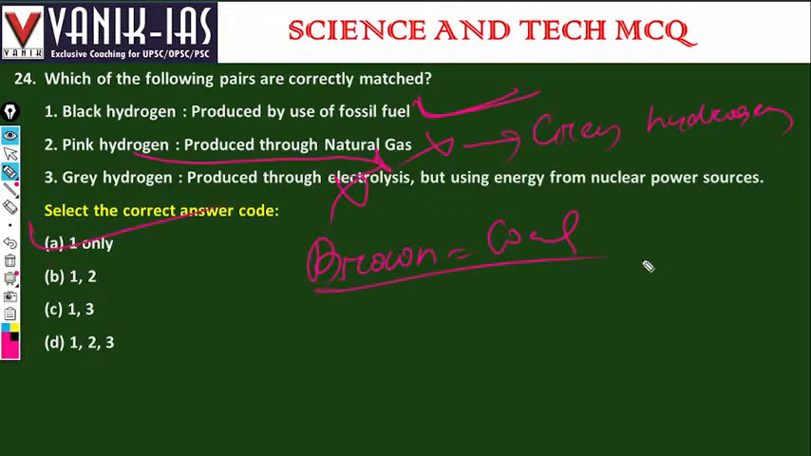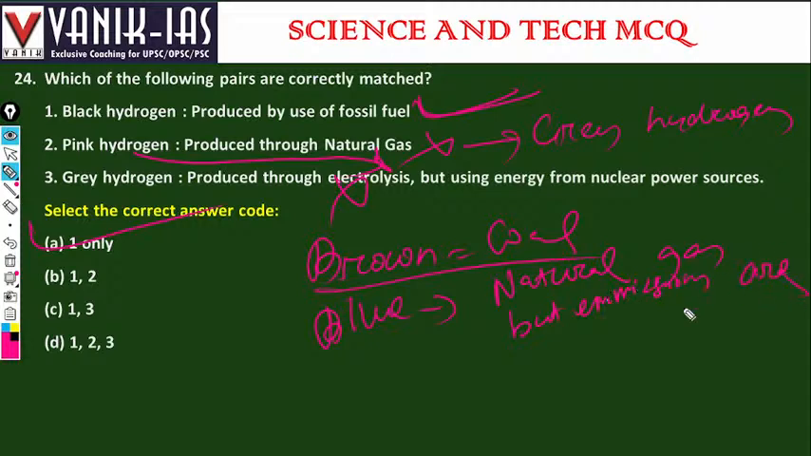Brown hydrogen is from coal. Blue hydrogen is created from natural gas, where the emissions are captured.